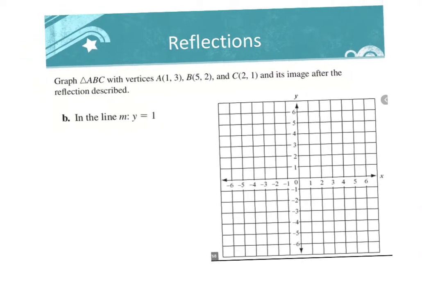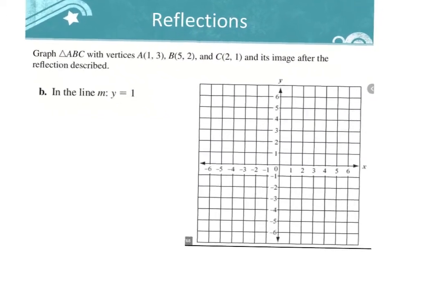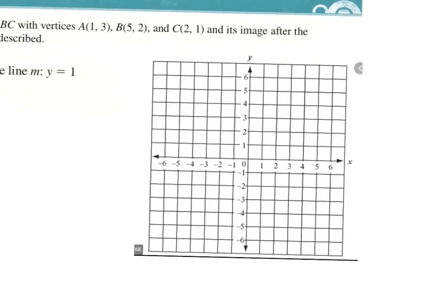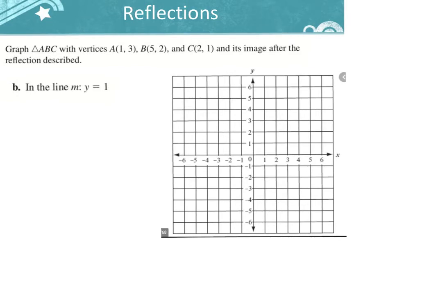All right. So we're going to take this same exact triangle and we are going to reflect it now over a different line, line M, which is going to be y equals 1. So let's go ahead and let's draw the same image. So I'm going to use a different color for this one. Actually, no, let's use black again to start with.